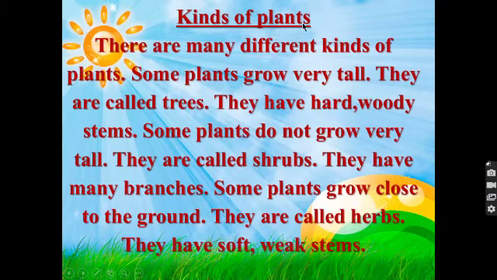Kinds of plants. There are many different kinds of plants. Some plants grow very tall. They are called trees. They have hard woody stems. Some plants do not grow very tall. They are called shrubs. They have many branches. Some plants grow close to the ground. They are called herbs, and they have soft, weak stems.